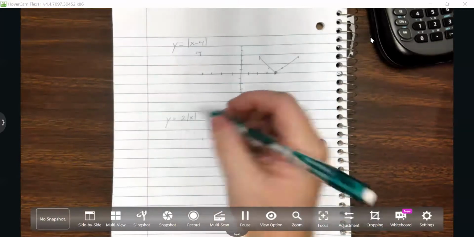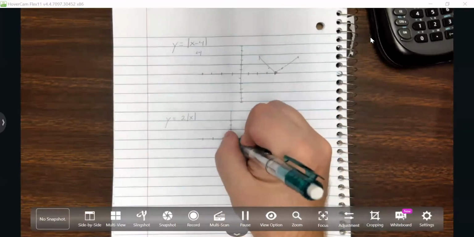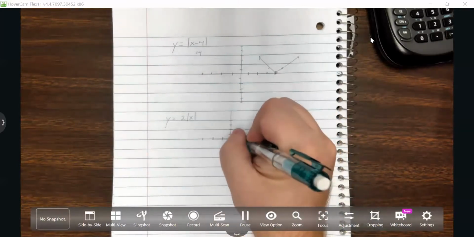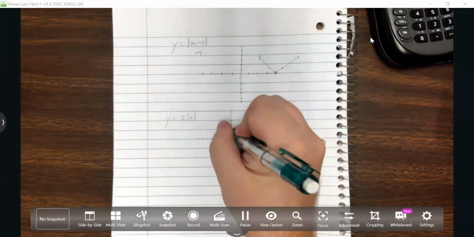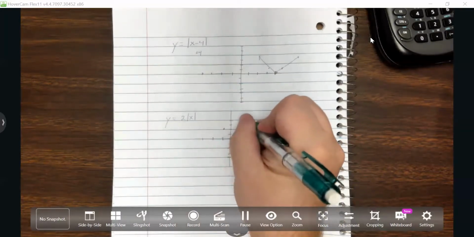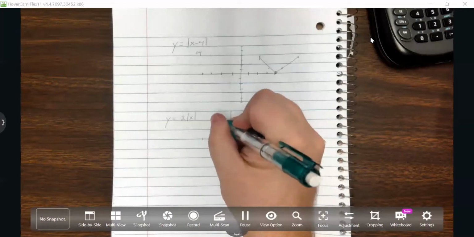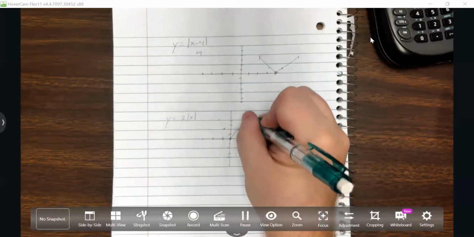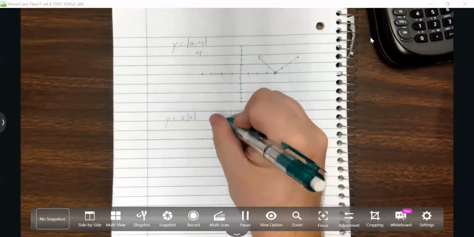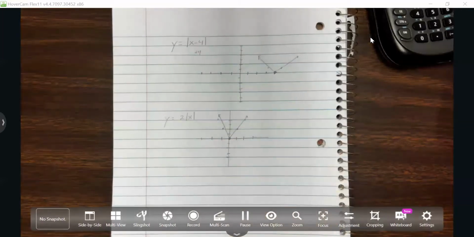So if I'm multiplying it by 2, it's going to go up much faster. So we're still starting at 0, 0, but instead of 1, 1, we'd make it all the way to 1, 2 already. 2, we can make it all the way to 4. So our V is still V-shaped, but we've actually increased the rate at which we climb.